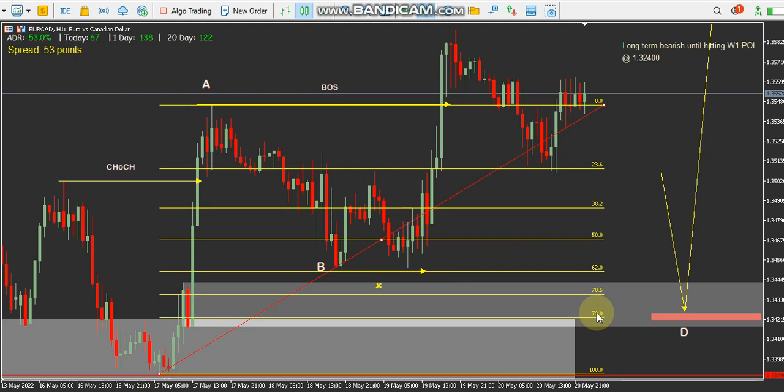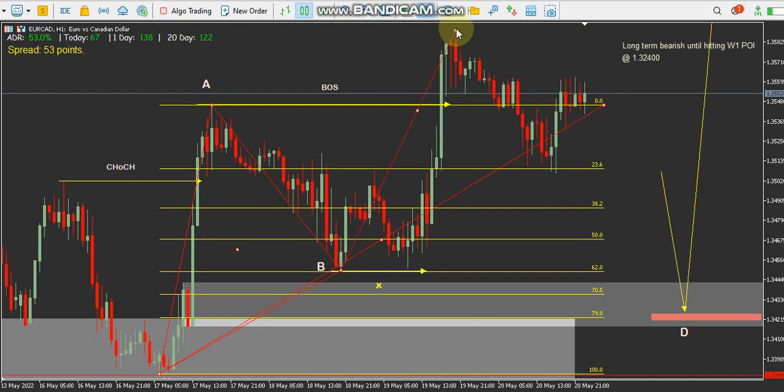Let's do it this way. From X to A, then we come to B. This is a pullback of 61.8. Then back again, we push from here, we break above A, we come here, we come to the D point. Now let's measure and see what this point is.